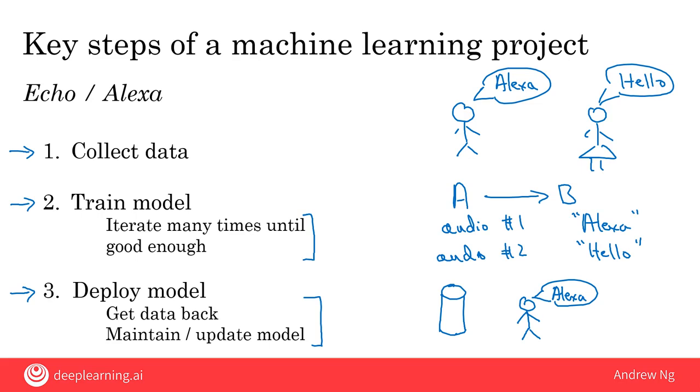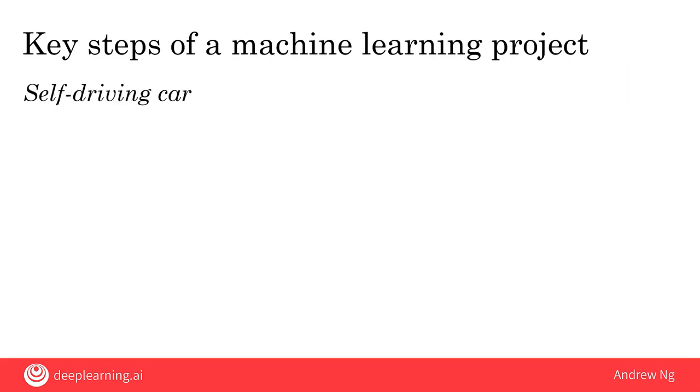Let's look at these 3 steps and see how they apply on the different projects on building a key component of a self-driving car. So remember the key steps of collect data, train model, and deploy model, since we'll revisit these 3 steps on the next slide. Let's say you're building a self-driving car. One of the key components of a self-driving car is a machine learning algorithm that takes as input, say, a picture of what's in front of your car and tells you where are the other cars. So what's the first step of building this machine learning system?